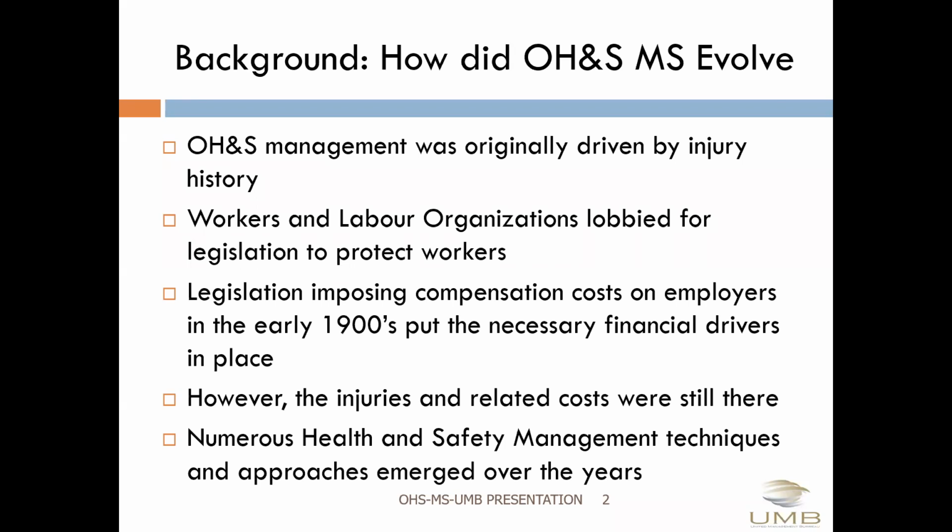So historically, Occupational Health and Safety Management System evolved because of cost and because of labor organizations lobbying to make sure we have rules and regulations to protect workers. Incidents at work are very common, and we have a lot of people dying on a daily basis because of incidents at work. And our role and our obligation is to protect workers.